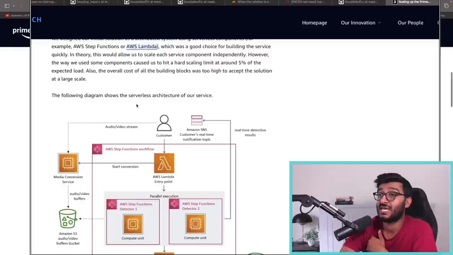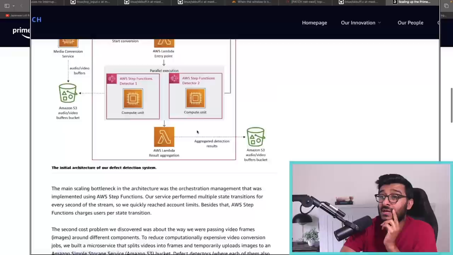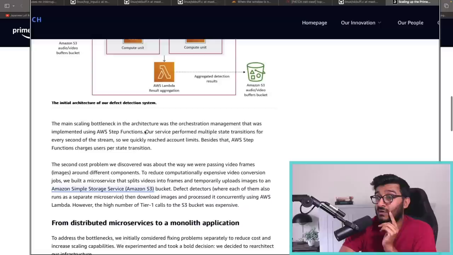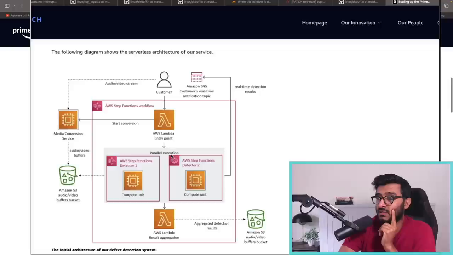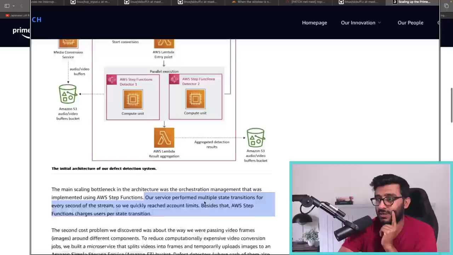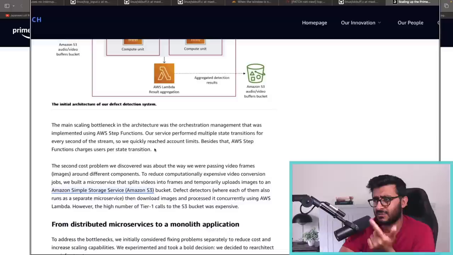So of course there is a bottleneck here, right? The main scaling bottleneck in this architecture was the orchestration management that was implemented using AWS Step Functions. Right? Because this thing, like, okay, start conversion, and then customers trigger this, and then now you go read this, and now you do that, and now you aggregate. That's the orchestration. That's the expensive part. Right? Because there's always a delay. Like, when do you know when to actually orchestrate? Do you do it synchronously? Do you have a timer? Do you do it asynchronously?